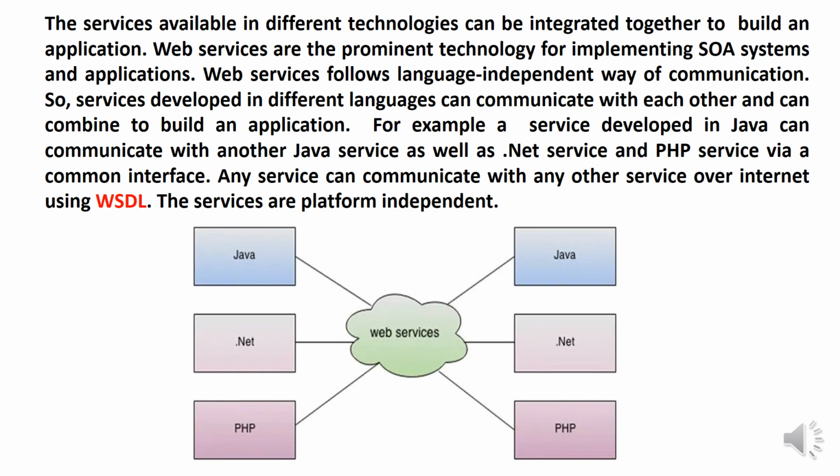For example, a service developed in Java can communicate with another Java service as well as .NET service and PHP service via a common interface. Any service can communicate with any other service over internet using WSDL, Web Service Description Language. The common communication media is Web Service Description Language between services of same kind or different kind. So the services are platform independent.